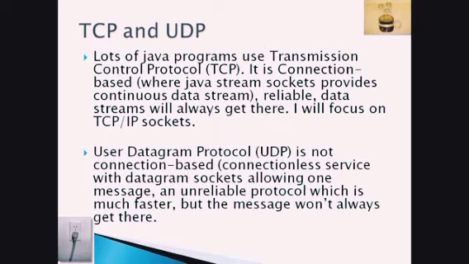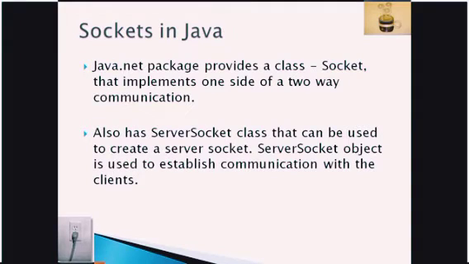In TCP, the arrival of a packet is guaranteed, but UDP, that is, User Datagram Protocol, is not connection oriented; it is a connectionless service. In UDP, there is no guarantee of arrival of a packet. That is, it is an unreliable protocol, but it is much faster than TCP. Here, I will focus on TCP/IP sockets.